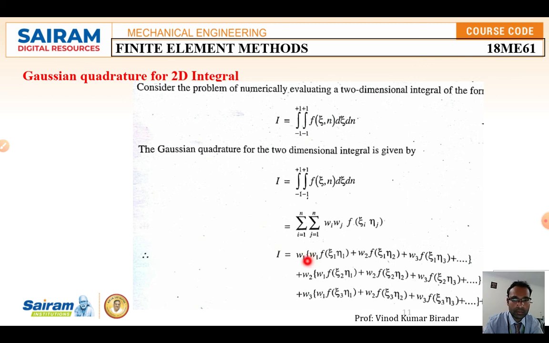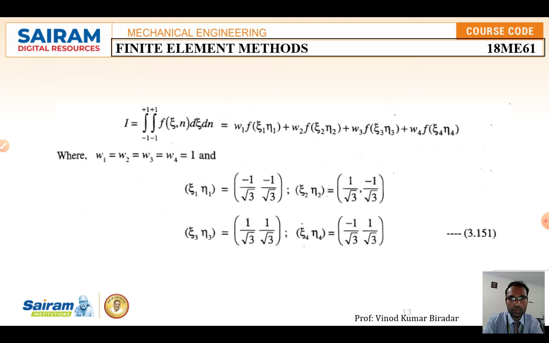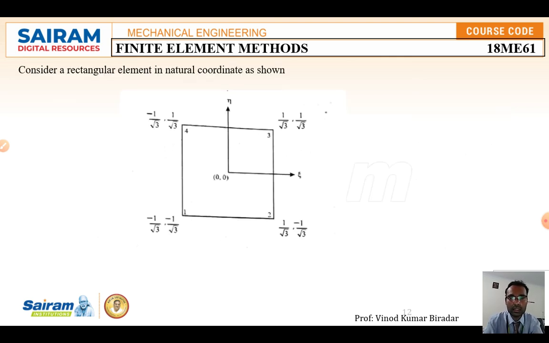Similarly, w1 w2 w2 you have to write. These equations we are going to finalize, the summation of all those things. Let us consider this equation. Consider a rectangular element, for example, in the natural coordinate system. I already told you what natural coordinate system means: the x and y notations inside the element. So this is the 1 2 3 element.